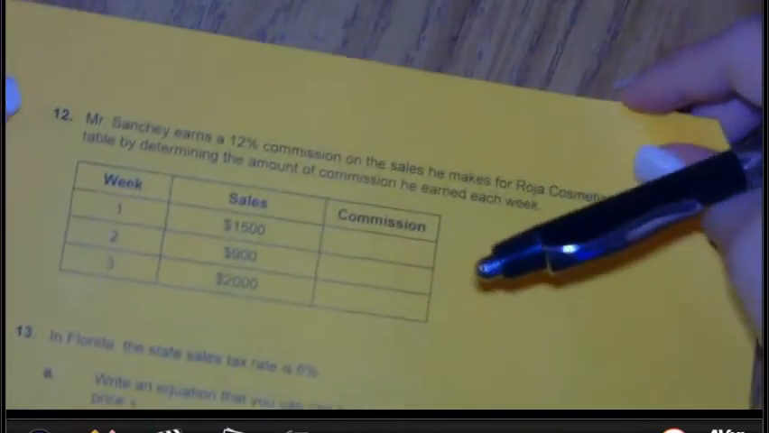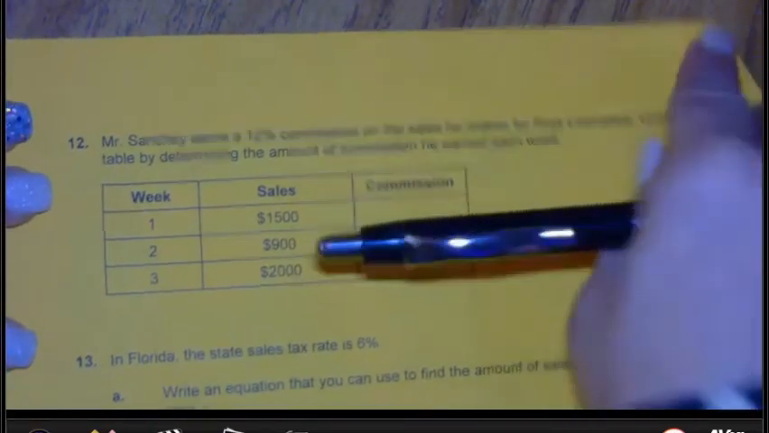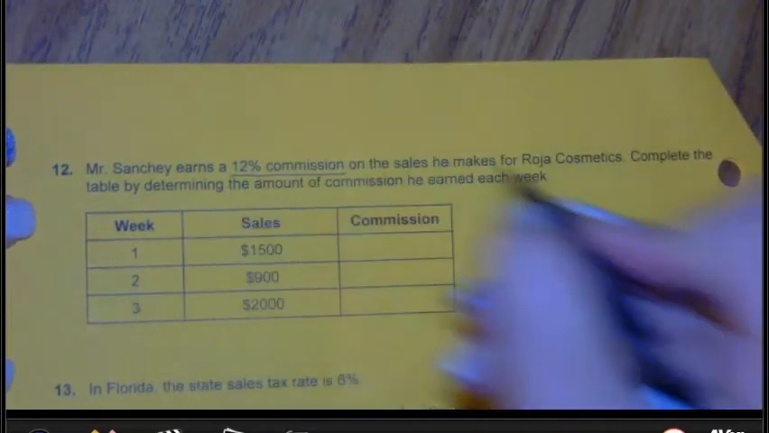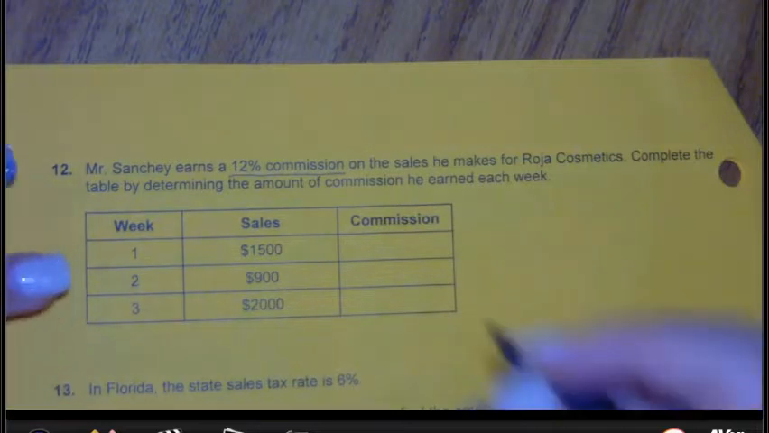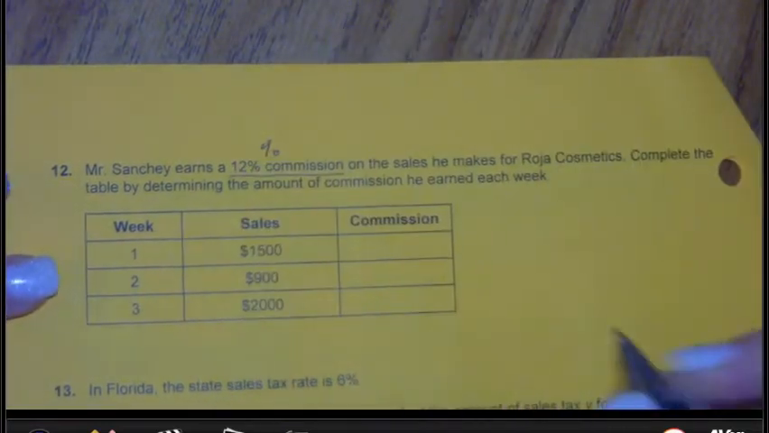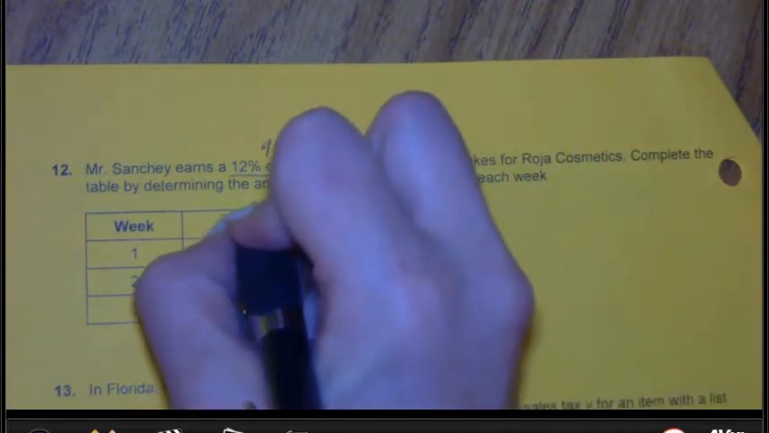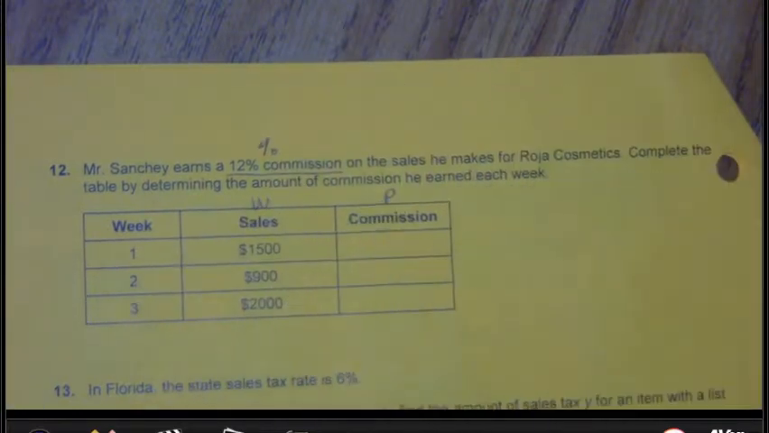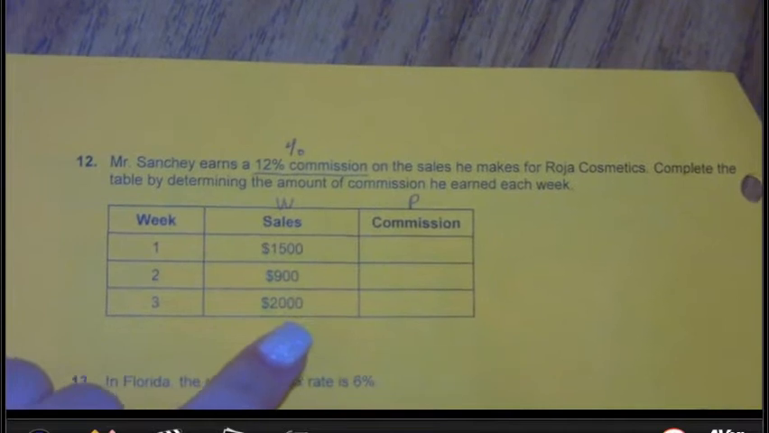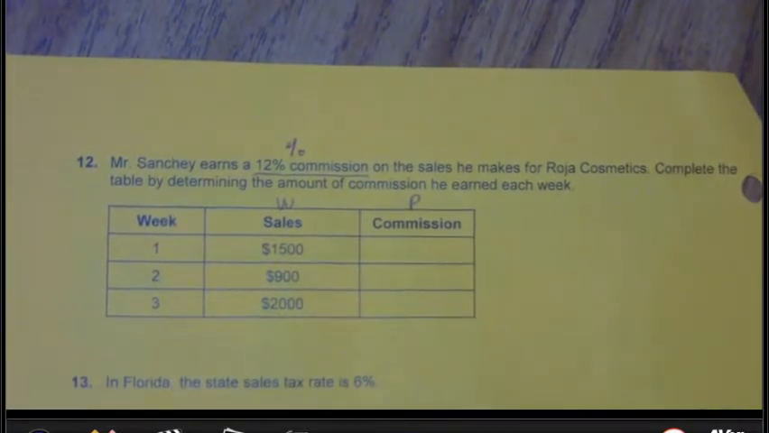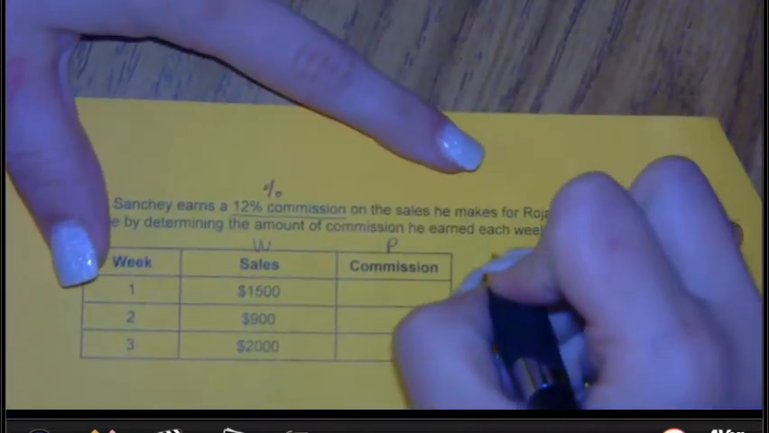All right. Number 12. Mr. Sanchi earns 12% commissions on sales he makes at the Roja Cosmetics. Complete the table by determining the amount of commissions he earns each week. All right, so here's my percent. My sales is my whole, and my part is my commissions. That's how much I'm earning. So I want to know what is 12% of each of these numbers, and then that is what I take home. Okay? All right, so let's start with week 1.